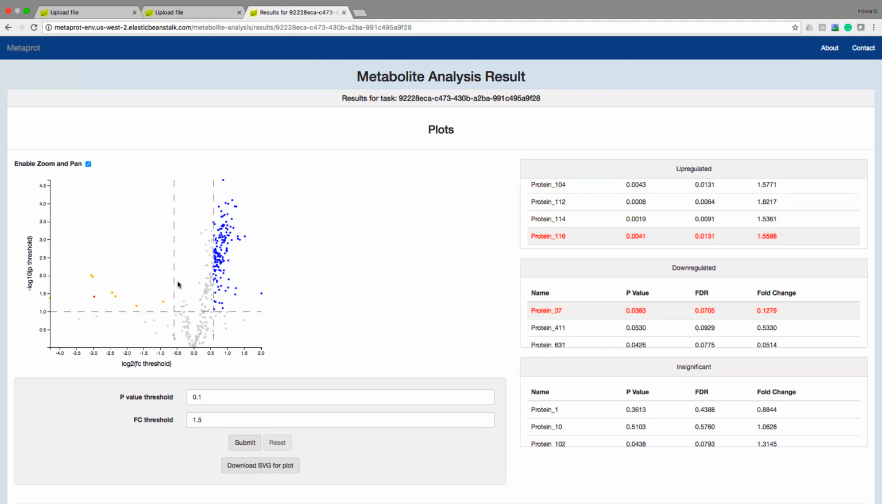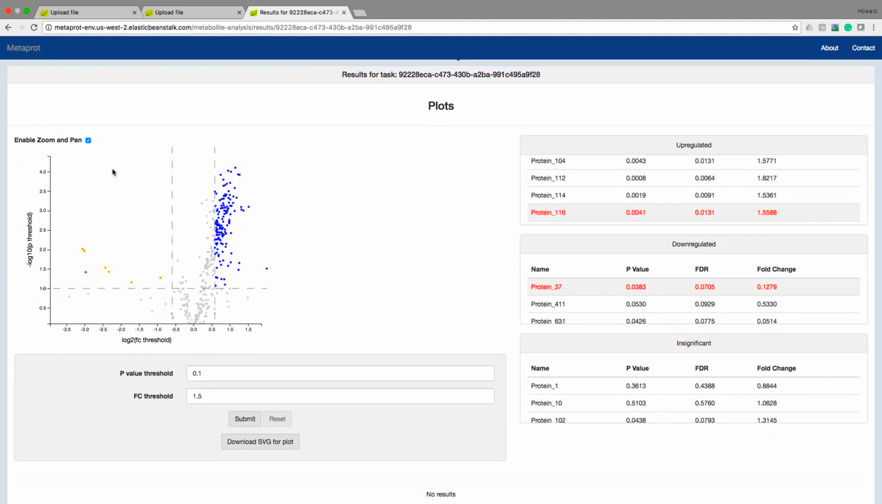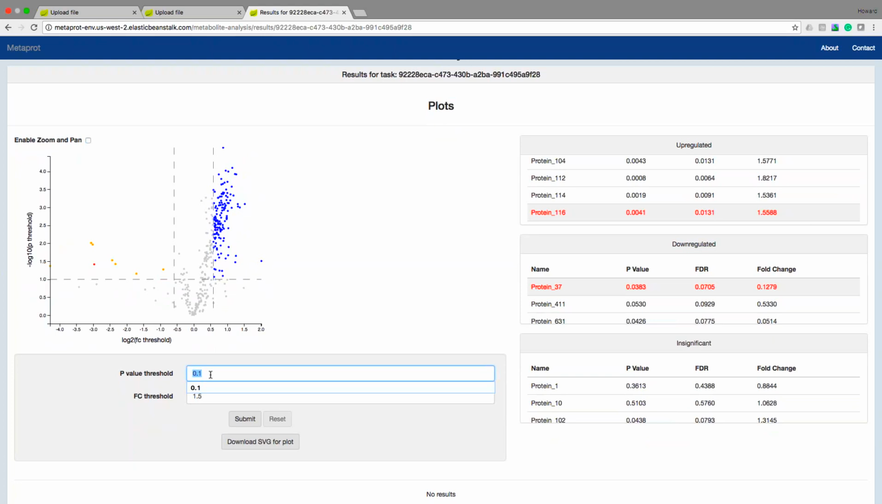Also, you'll be able to zoom in and zoom out, as well as change the threshold, and it will spontaneously change the list of the upregulated and downregulated molecules as well. And you'll be able to download a high quality SVG file, so you can directly use this graph for your publications.